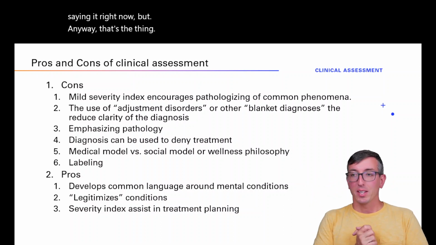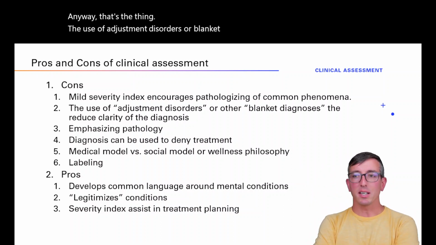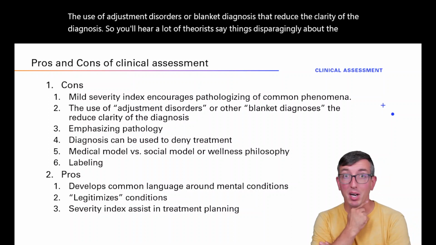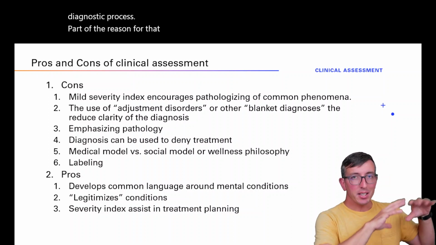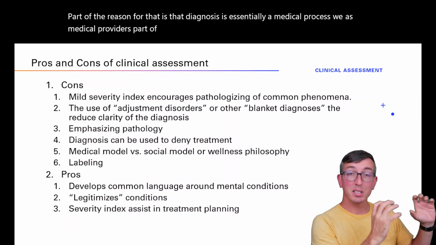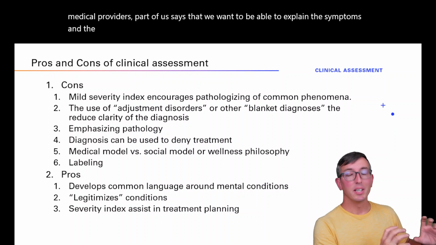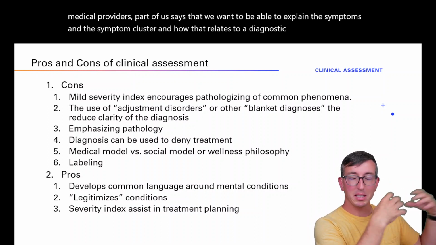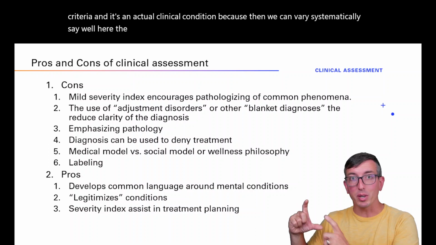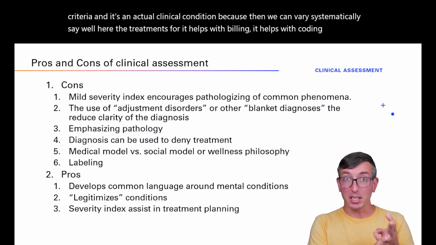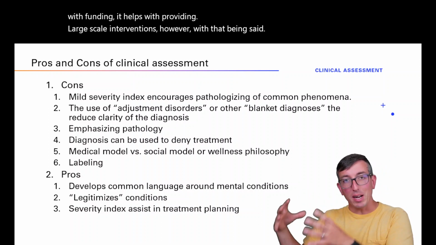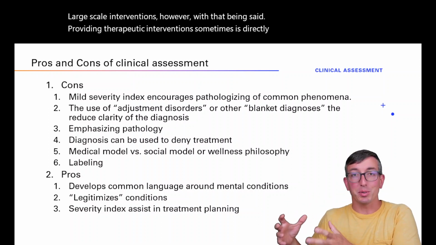The use of adjustment disorders or blanket diagnoses that reduce the clarity of the diagnosis. So you'll hear a lot of theorists say things disparagingly about the diagnostic process. Part of the reason for that is that diagnosis is essentially a medical process. We, as medical providers, want to be able to explain the symptoms and the symptom cluster and how that relates to a diagnosis, meets diagnostic criteria, and is an actual clinical condition, because then we can very systematically say, well, here are the treatments for it. It helps with billing, it helps with coding, it helps with funding, it helps with providing large-scale interventions. However, providing therapeutic interventions sometimes is directly contradictory to that medical process.